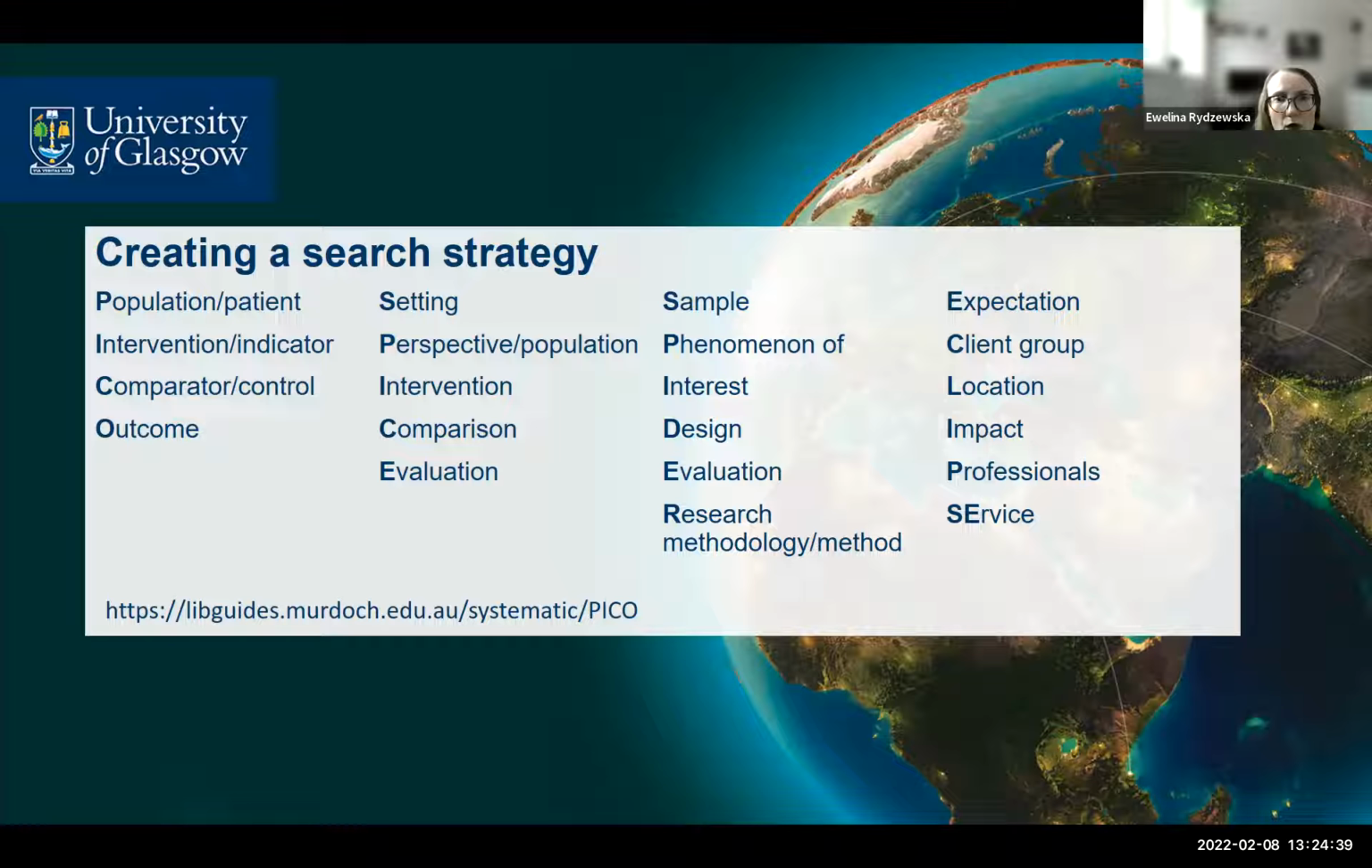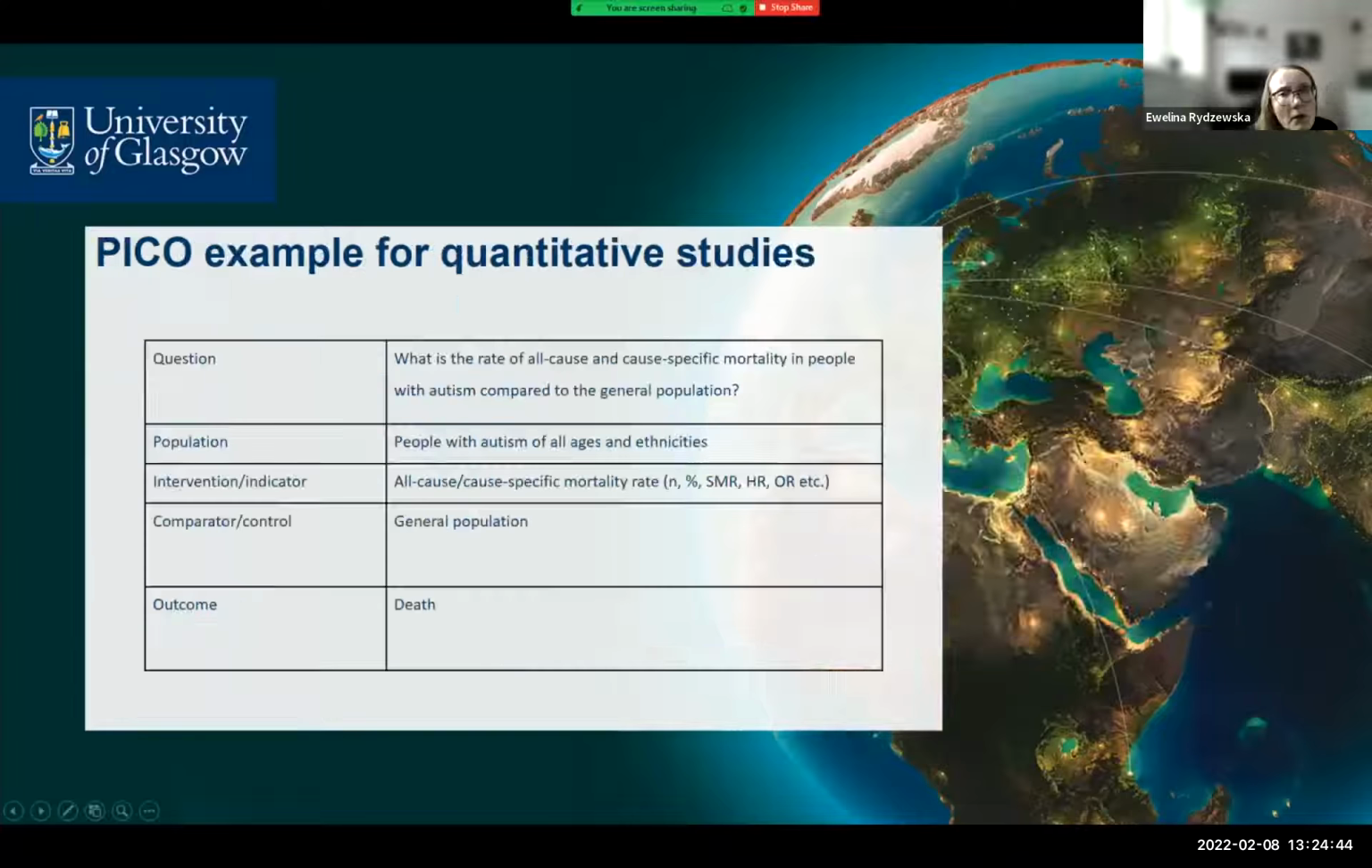So to give you an example from practice, this again is using that project on autism and mortality that I was talking about. And here we were asking in this review about the rate of all-cause and cause-specific mortality in people with autism compared to the general population. That was one of our review questions, not the only one, but one of them.